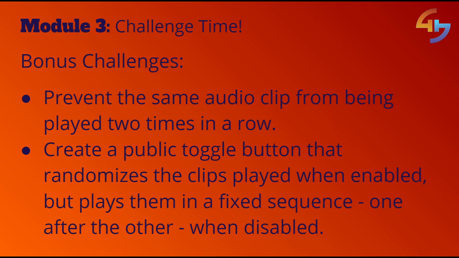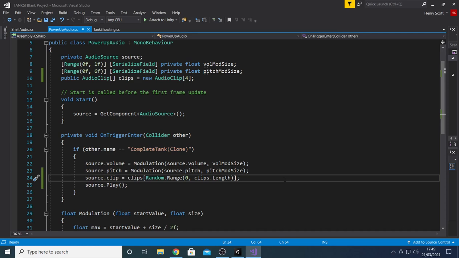The first bonus challenge asks us to prevent the same audio clip from being played 2 times in a row. Now, seeing as we did this in lesson 4 of module 3, it shouldn't be too hard to do here. The first thing I'll need is a new integer variable, which is going to hold a value that will represent whatever index was last used in our array the last time our audio was triggered.